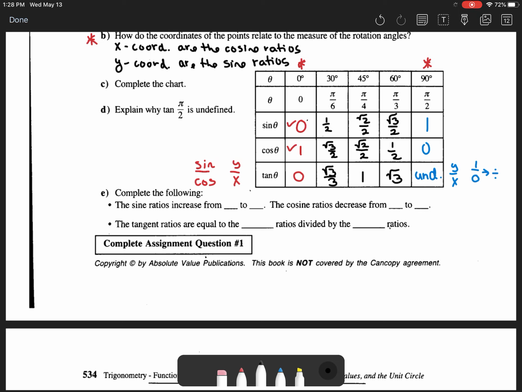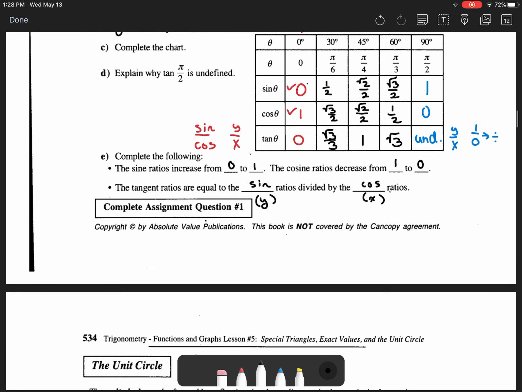Now, follow along here, and Ian will fill in the blanks. So sine ratios increase from 0 to 1. They start at 0 and they go up to 1, and cosine ratios decrease from 1 to 0. Tangent ratios are equal to the sine ratios divided by the cosine ratios. And that's like saying the y's divided by the x's.